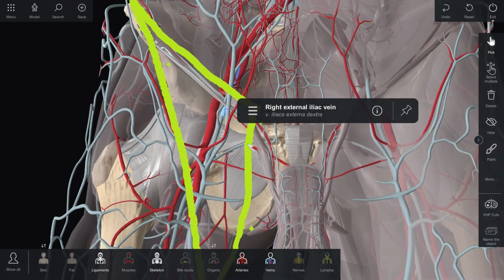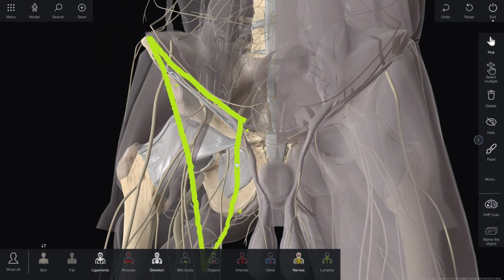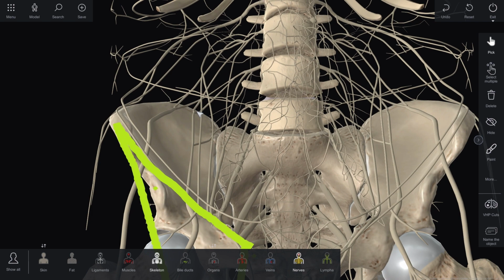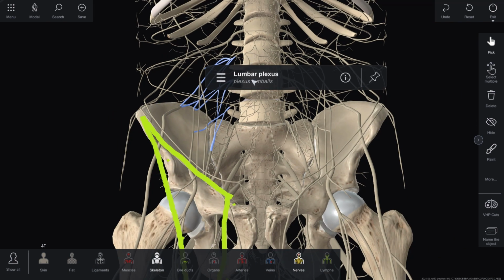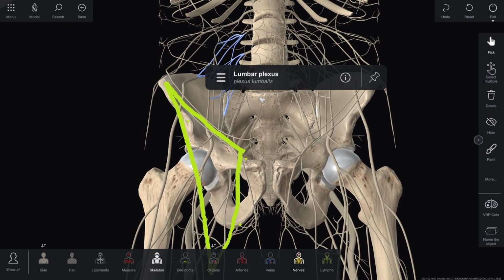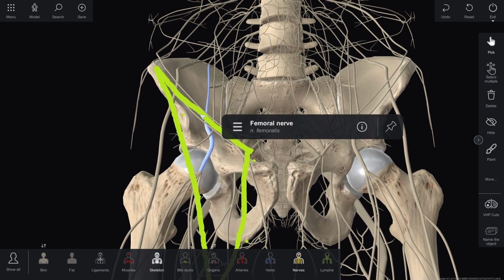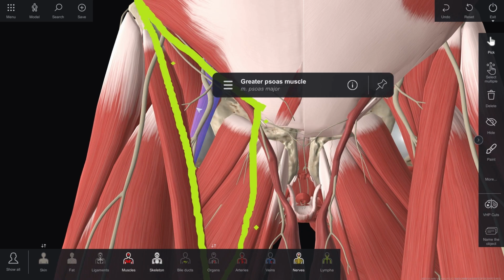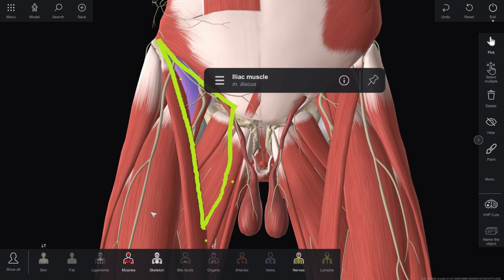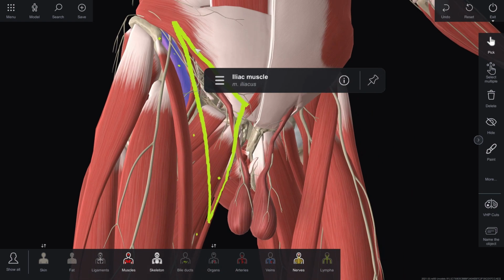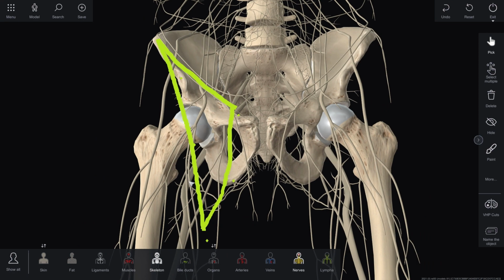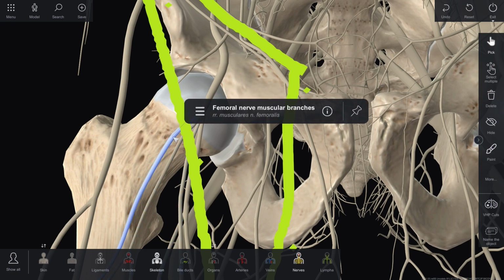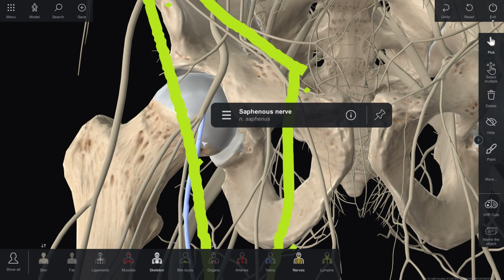The next structure that we can see is the femoral nerve. The femoral nerve arises from the roots L2, L3 and L4. The femoral nerve is the thickest nerve of the lumbar plexus. It runs between the psoas major and iliacus. It then travels into the muscular lacuna. It divides into three branches, the anterior cutaneous branches, the anterior muscular branches, and the saphenous nerve.